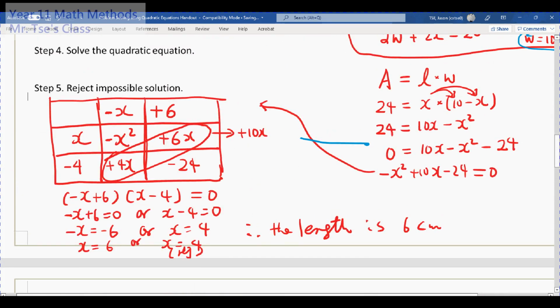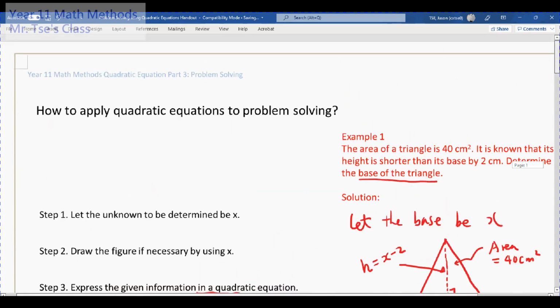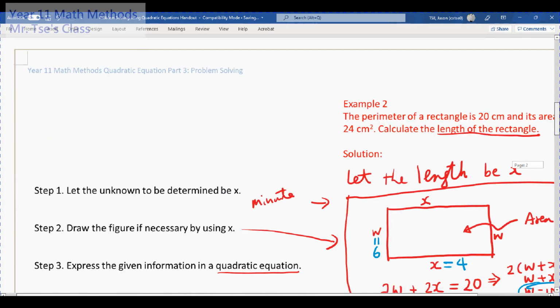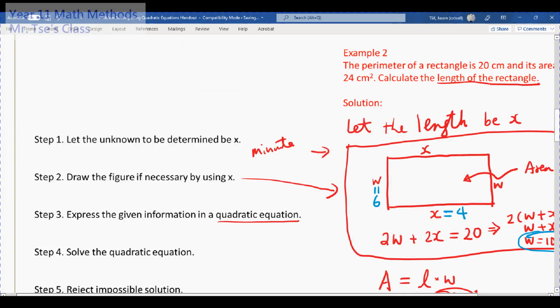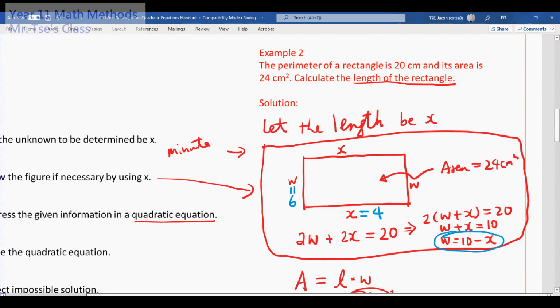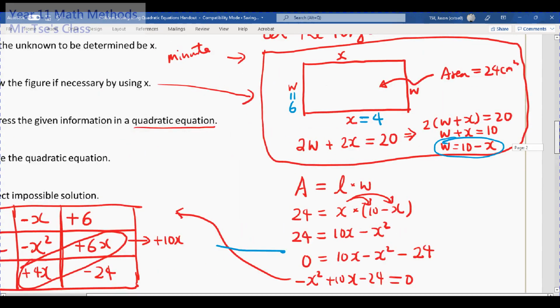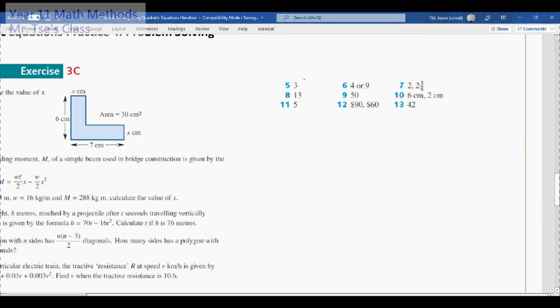All right, I know this video is about problem solving. So normally problem solving is much more difficult than just solving ordinary quadratic equations. You need to be more creative to get the information into a figure, and you try to link up all the information together using one variable. It's not that easy, right?